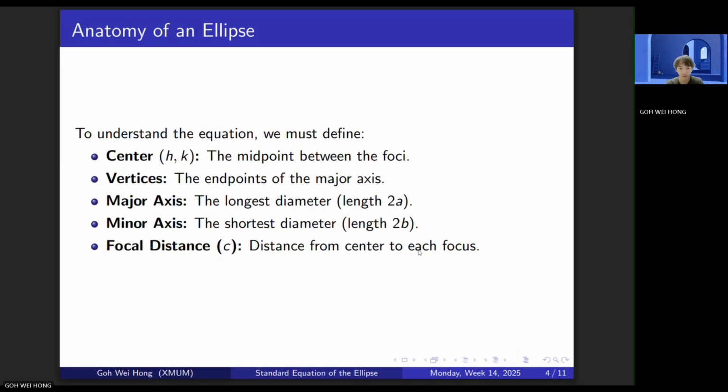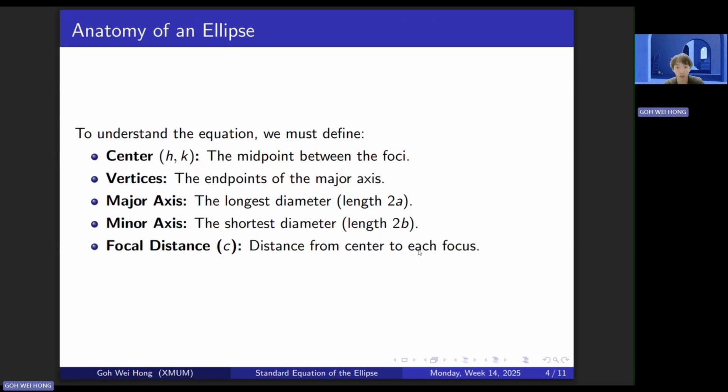Slide 4. Before we do the math, let's learn the body parts of an ellipse. First part is the center, which is (h, k), the middle point. Second one is the vertices, the two ends of the long line. Third one, the major axis is the longest line through the middle. Its length we call 2a.